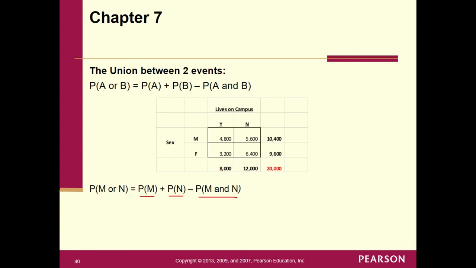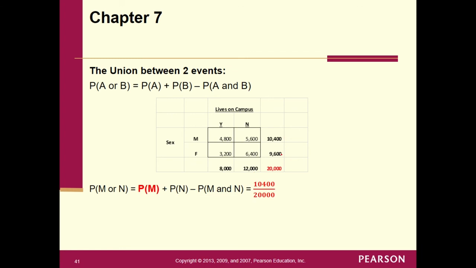So what's the probability of M? That would be 10,400 out of 20,000. What's the probability of N? Here's N. That would be 12,000 out of 20,000. And then we have to subtract its intersection. What's the intersection of M and N? Looks like this one right here.